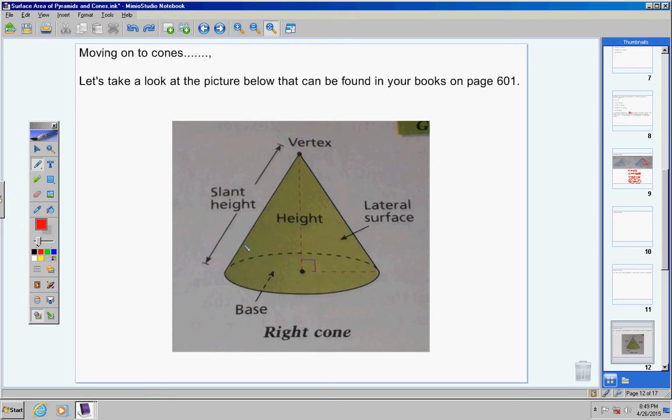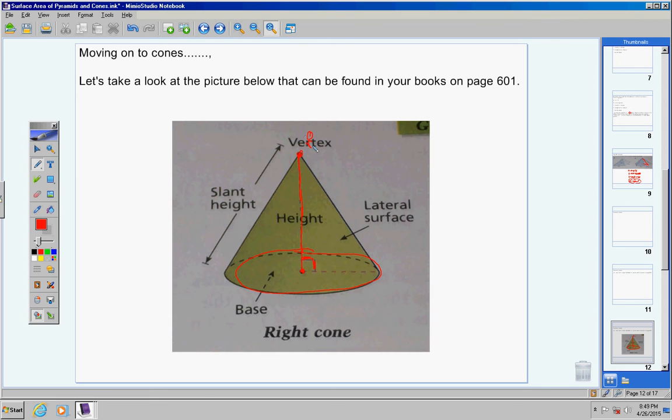Now, this is called a right cone because the vertex, once again, is directly above the center, okay? And so we form a right angle here. We call this a right cone. Makes sense, doesn't it? Here's your base. The base of a cone is always going to be a circle. That won't change.